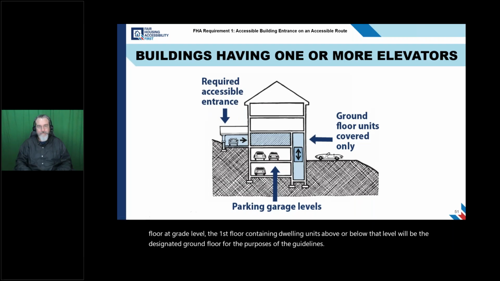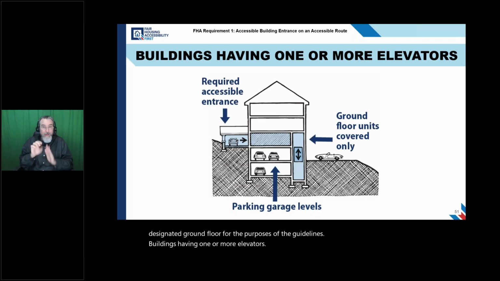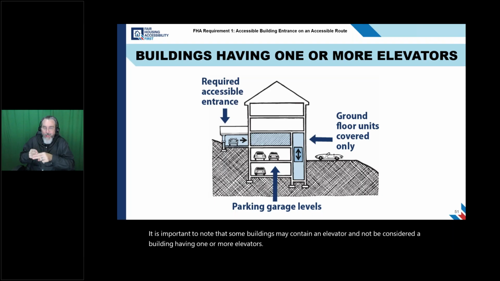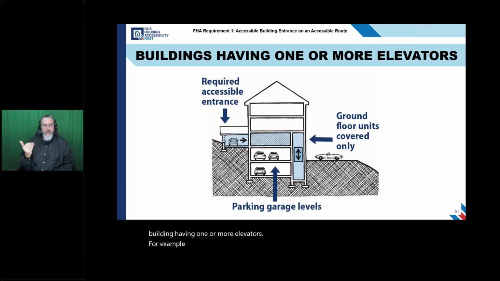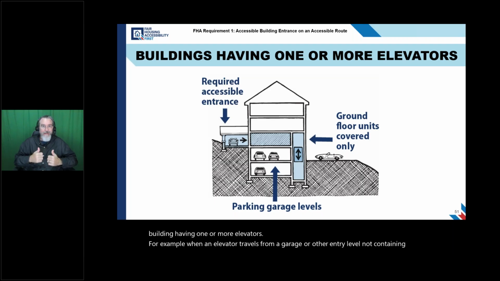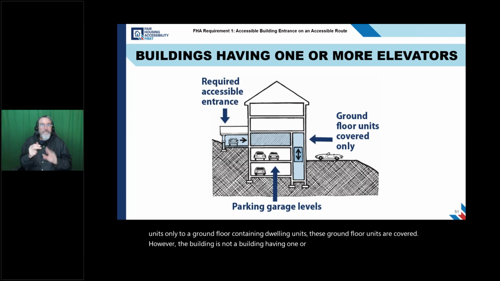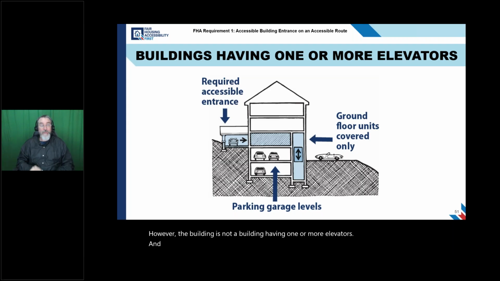Buildings having one or more elevators. It is important to note that some buildings may contain an elevator and not be considered a building having one or more elevators. For example, when an elevator travels from a garage or other entry level not containing dwelling units only to a ground floor containing dwelling units, these ground floor units are covered. However, the building is not a building having one or more elevators, and the elevator is not required to travel to all floors.